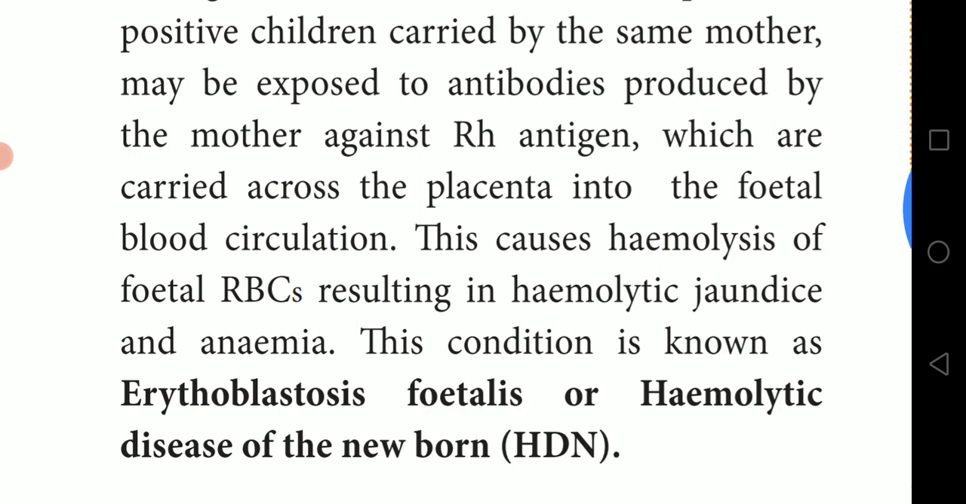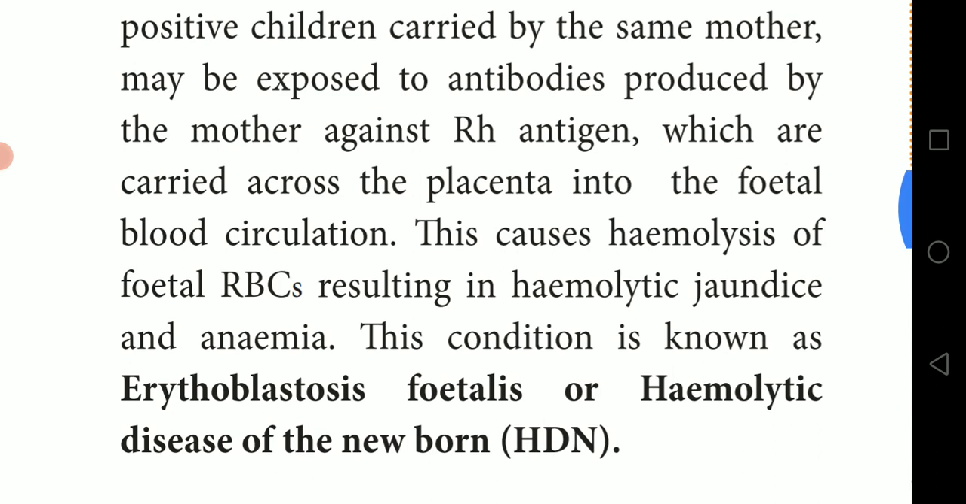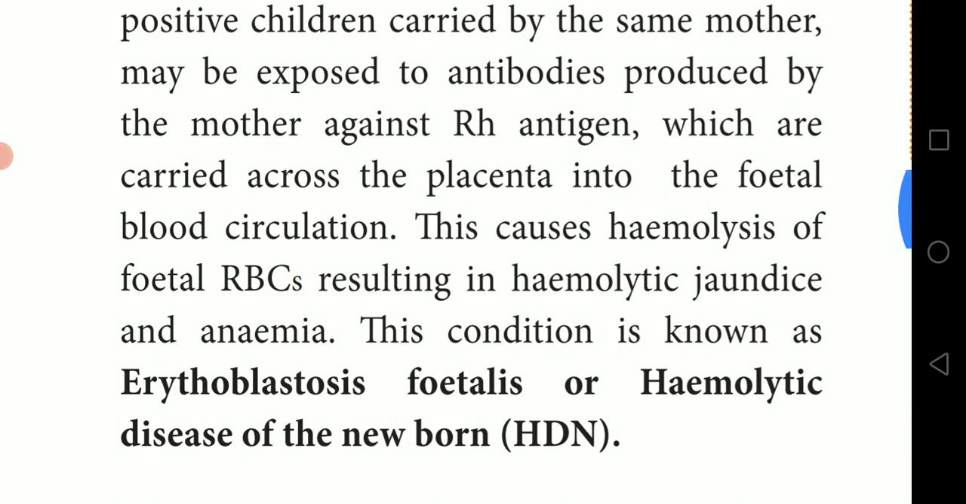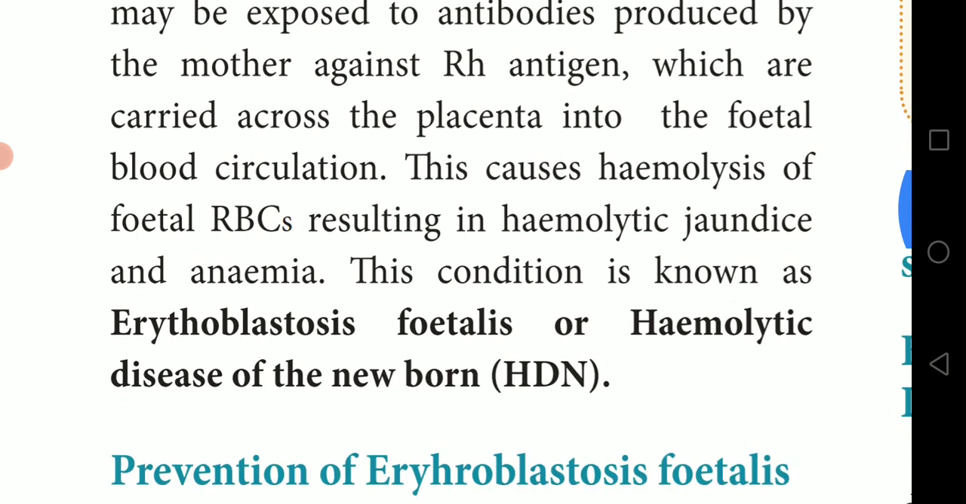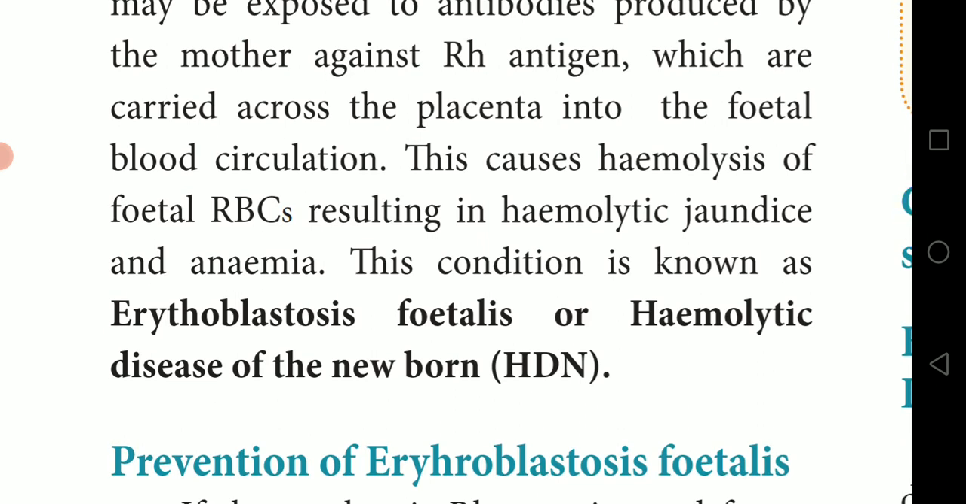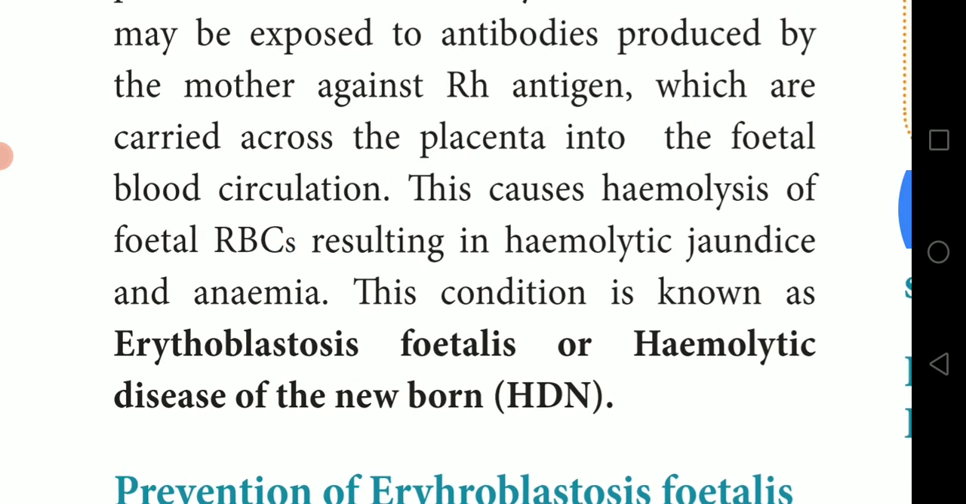The mother is Rh negative, the child is Rh positive. The mother's blood produces one type of antibody against the Rh antigens, which are present in the child. These antibodies are carried across the placenta into the fetal circulation. So this is happening the second time, with the second baby. The first baby is not affected.